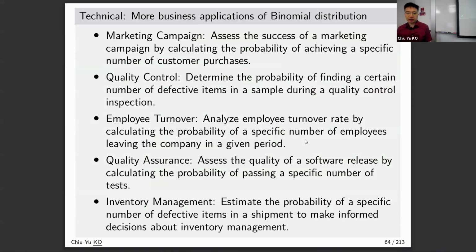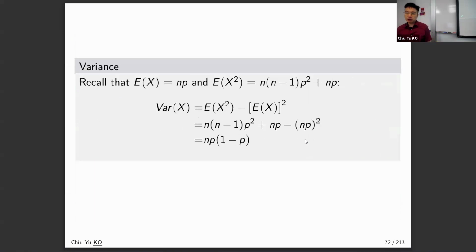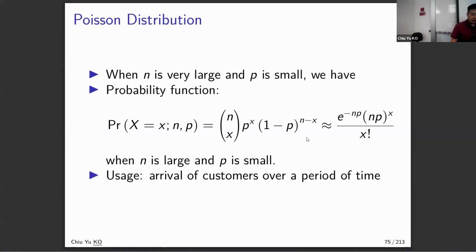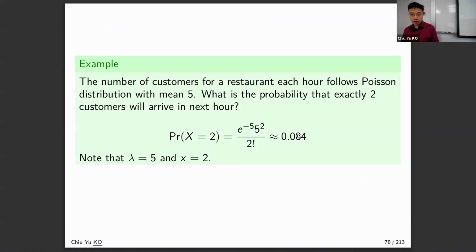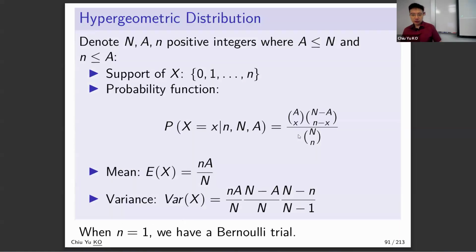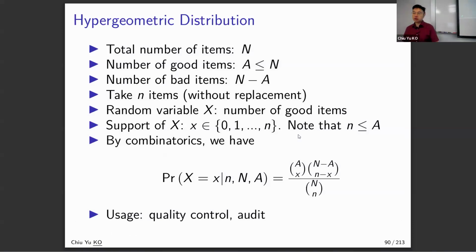In the particular case where you apply it to a time horizon, it becomes a Poisson, where you try to model how many events would happen within a period of time. The hypergeometric is talking about what we call sampling without replacement. Of big N objects, A of them are good. How likely is it that if you draw n objects, X of them are good? So that would be the idea.